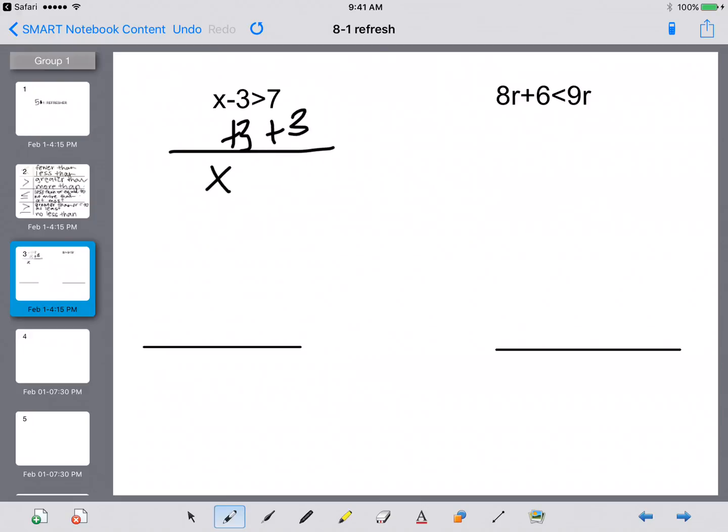X is going to come down. Our 3's cancel out. We bring down our greater than sign. And 7 plus 3 is 10. So our answer there is x is greater than 10.